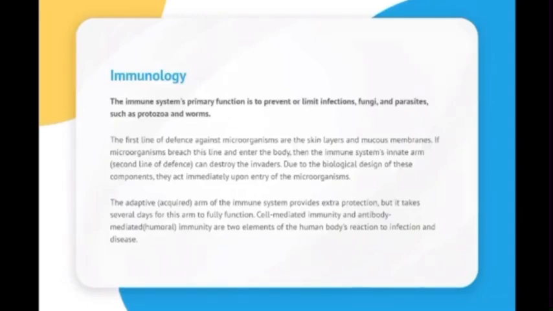The adaptive, acquired, arm of the immune system provides extra protection, but it takes several days for this arm to fully function. Cell-mediated immunity and antibody-mediated, humoral, immunity are two elements of the human body's reaction to infection and disease.